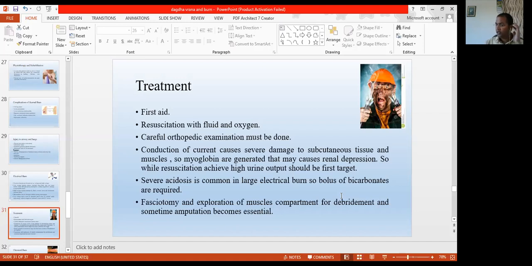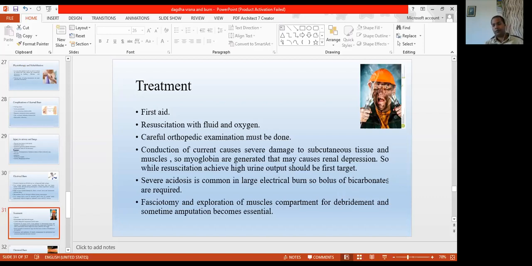Okay, if that deep burn has happened due to a high voltage injury, then fasciotomy or exploration of the muscle compartment is essential to relieve the pressure inside the burn wound, so that you can save your patient from amputation. Because if you are not doing the fasciotomy, if you do not open the compartment, then due to the high pressure, the muscles and all the nerve tissue may be damaged.